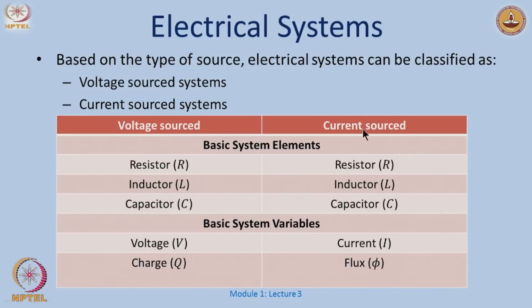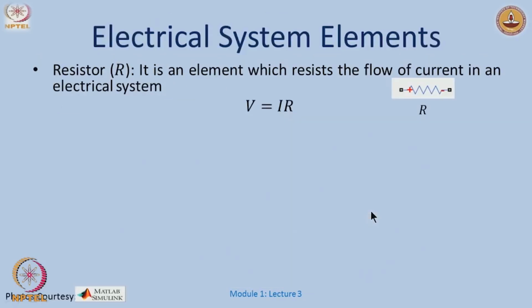Similarly, for a current sourced circuit or a system, my basic building blocks or the basic system variables are the system current and the corresponding flux. I will also show you why this is true. Of course, the basic elements then remain the same, the resistor, inductor and capacitor. Okay, so how are these things defined?